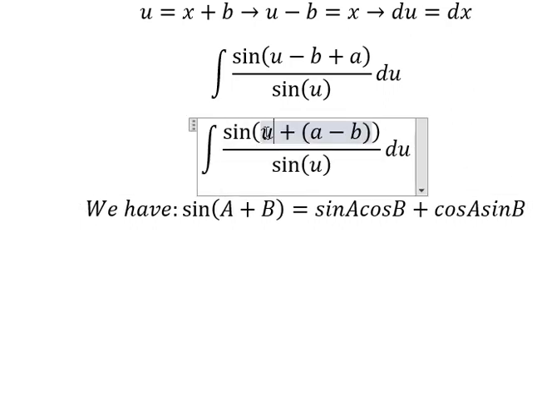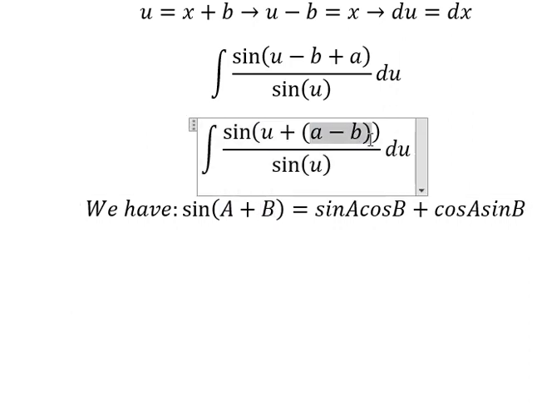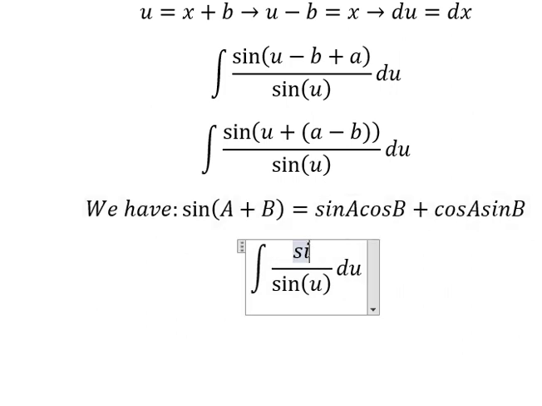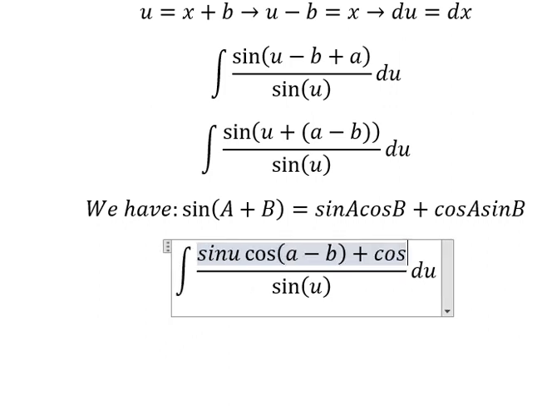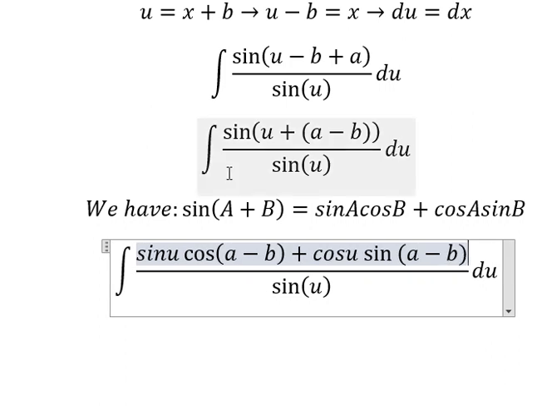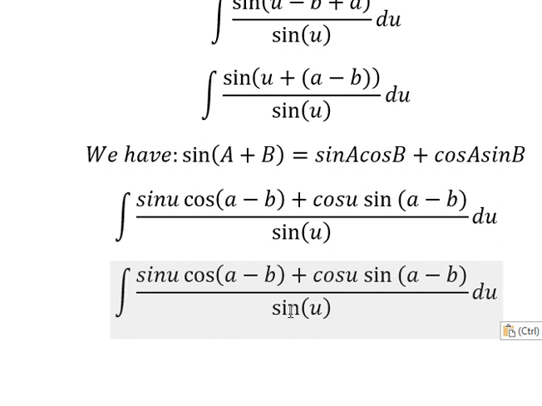So u is capital A, b is a minus b. So we need to transform this one into this one. So sine u divided by sine u, we got number 1. Cosine u divided by sine u.